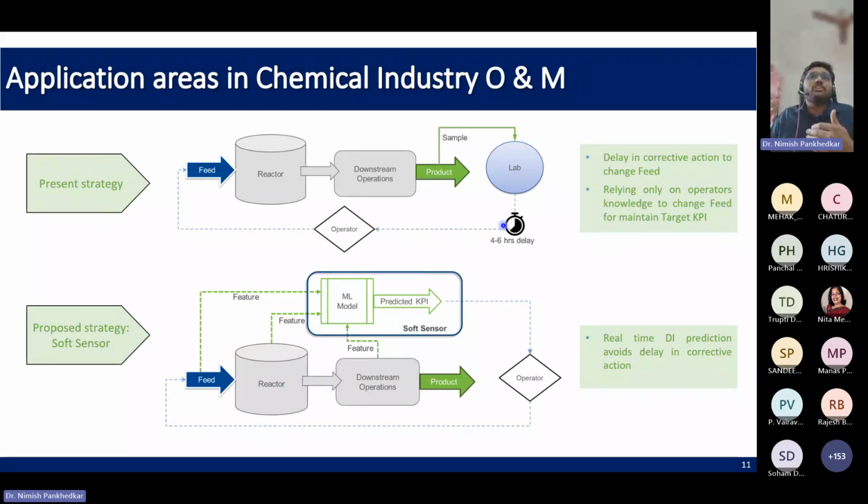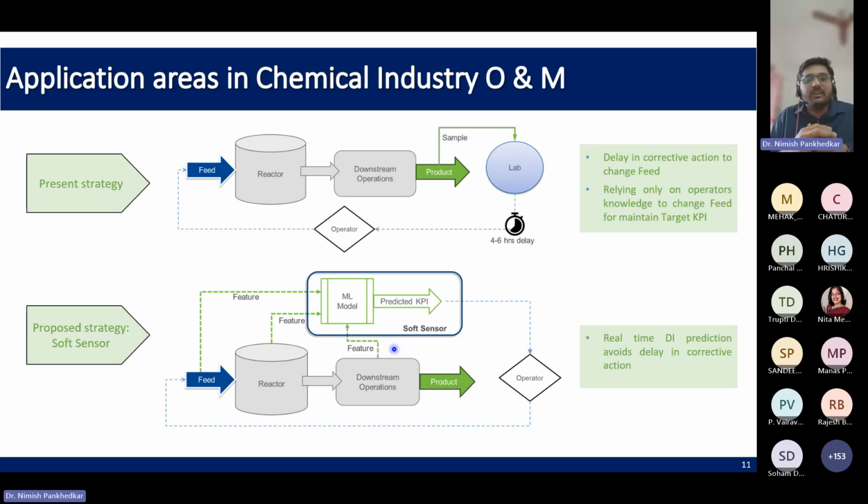That is why the proposed strategy of a soft sensor is that you develop a model that will predict the purity. Whatever is happening in the lab, you try to mimic the same using the historical and current data, and you develop a soft sensor. So it's basically for whatever parameters you cannot measure physically.